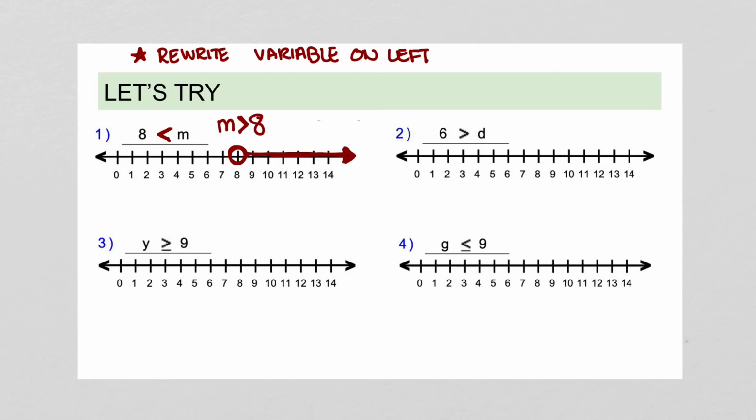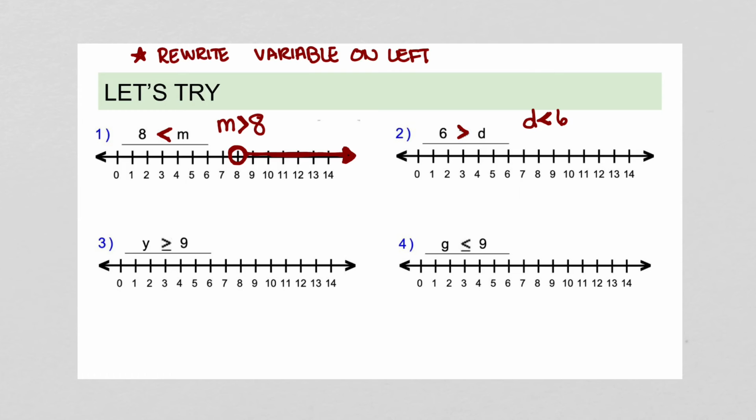Now let's try number 2. This time it says 6 is greater than D. Well, we know if 6 is greater than D, then D is less than 6, right? Because we just have to make sure that it's pointing at the D. We have to continue pointing at the D. We can't change the value of it. We're just rewriting it. So here, D is less than 6.